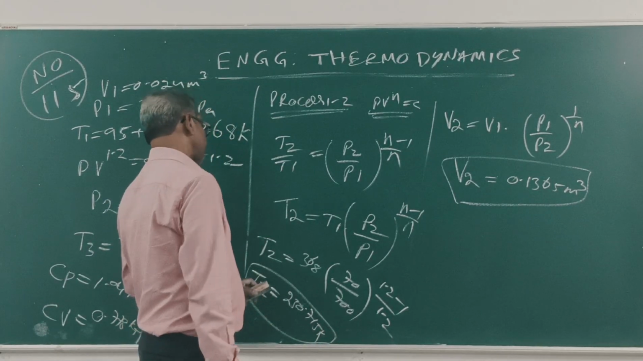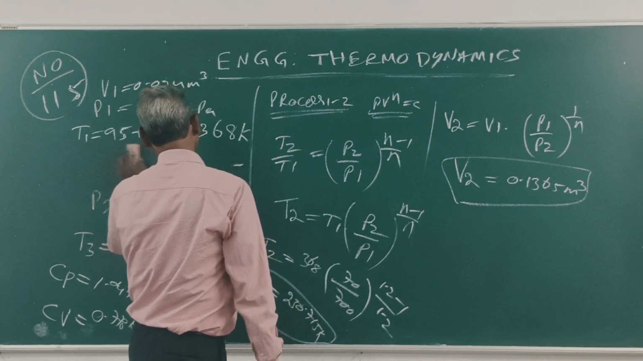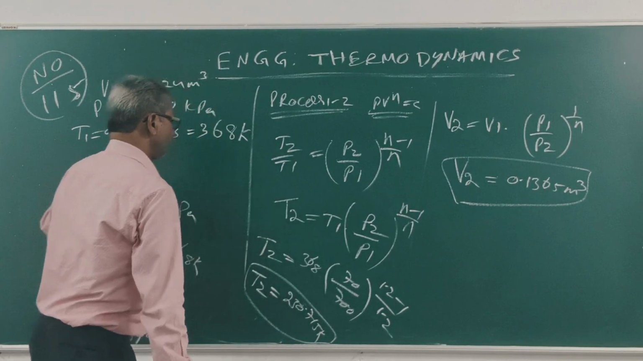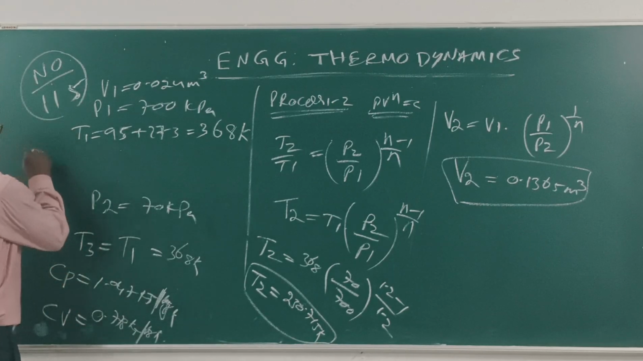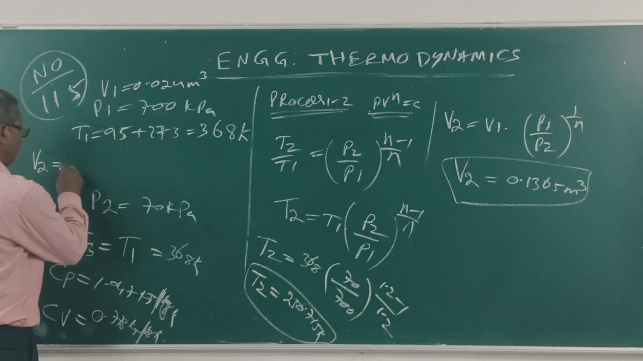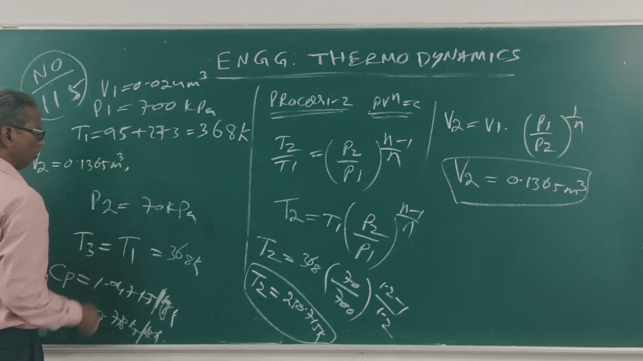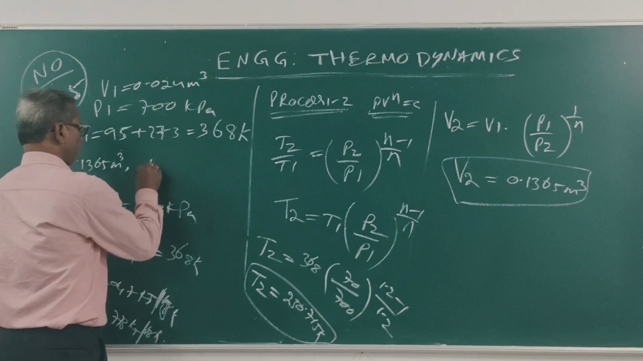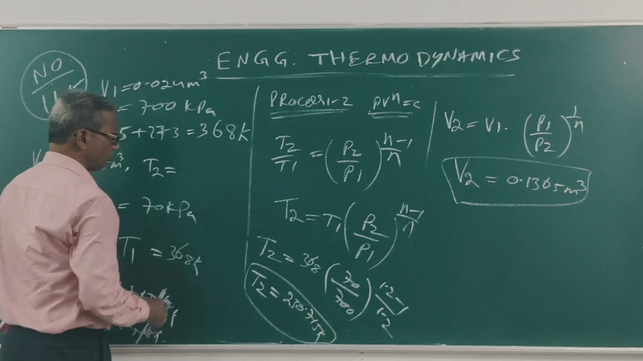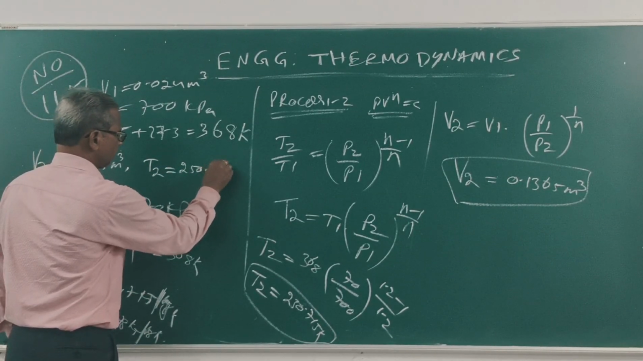Next, V2 is equal to 0.1365 meter cube and T2 is equal to 250.715 Kelvin.